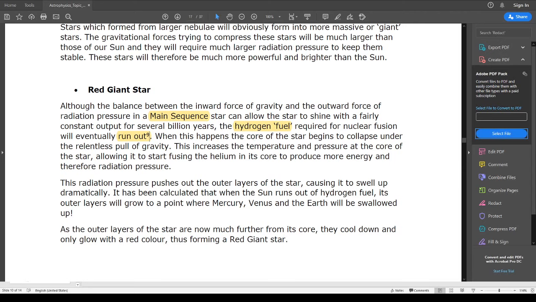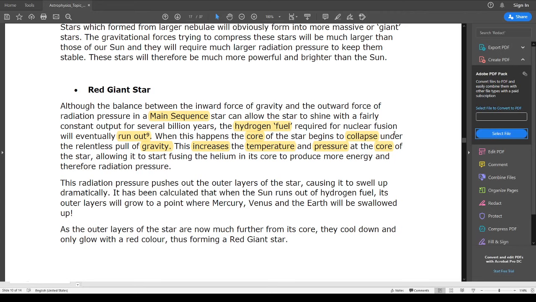the core of the star, you have to remember this, begins to collapse. And due to what? Begins to collapse due to gravity. And as the core collapses, what happens? This increases the temperature of the star and the pressure of the star. Where does the temperature and pressure increase? At the core of the star.